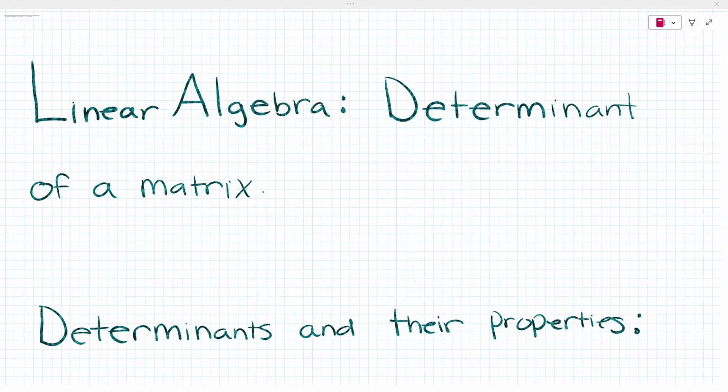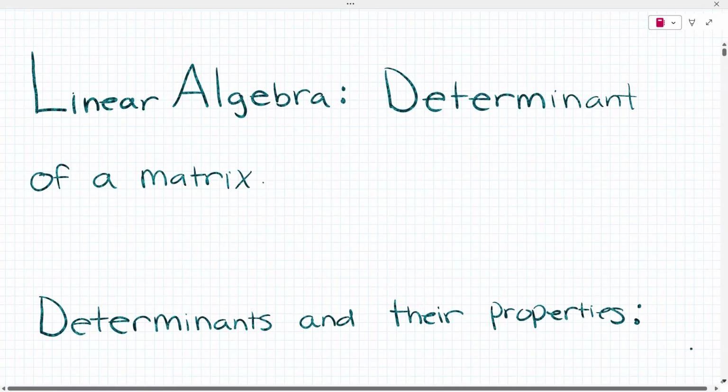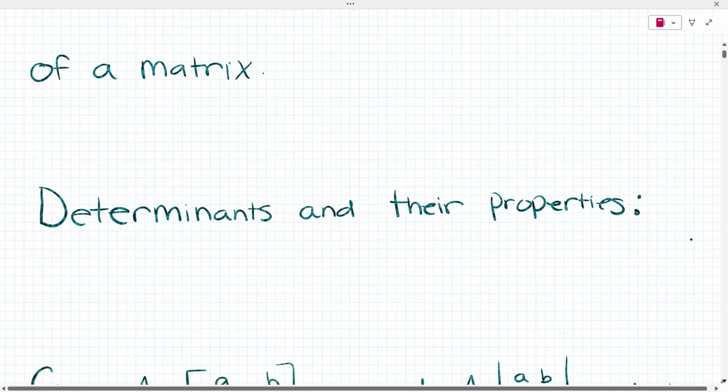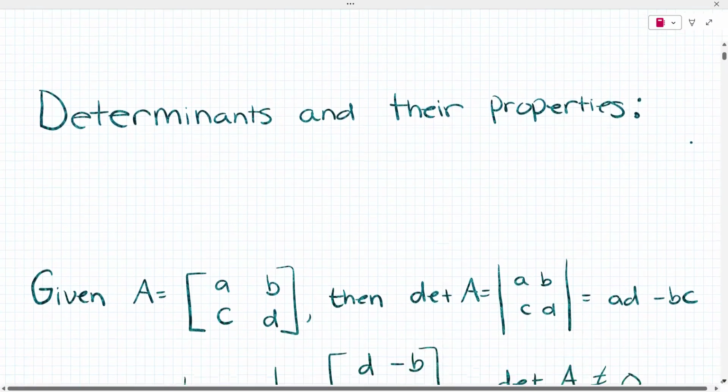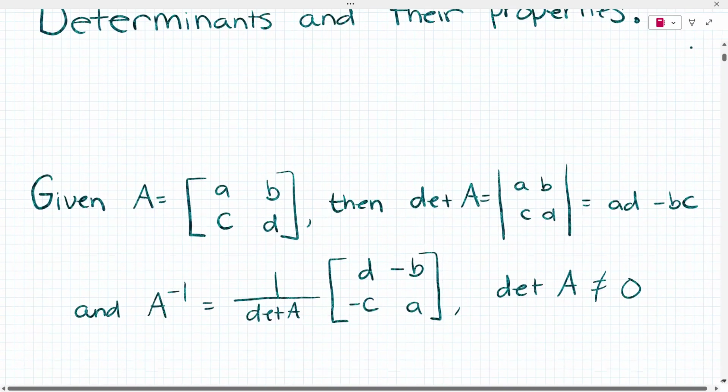So, determinant of a matrix. Let's review the determinant and its properties. If you're given a 2 by 2 matrix, A with entries A, B, C, D, then the determinant, where the straight lines mean determinant, is basically AD minus BC. And if it doesn't equal zero, that means you have a determinant. If it is zero, you don't have one.